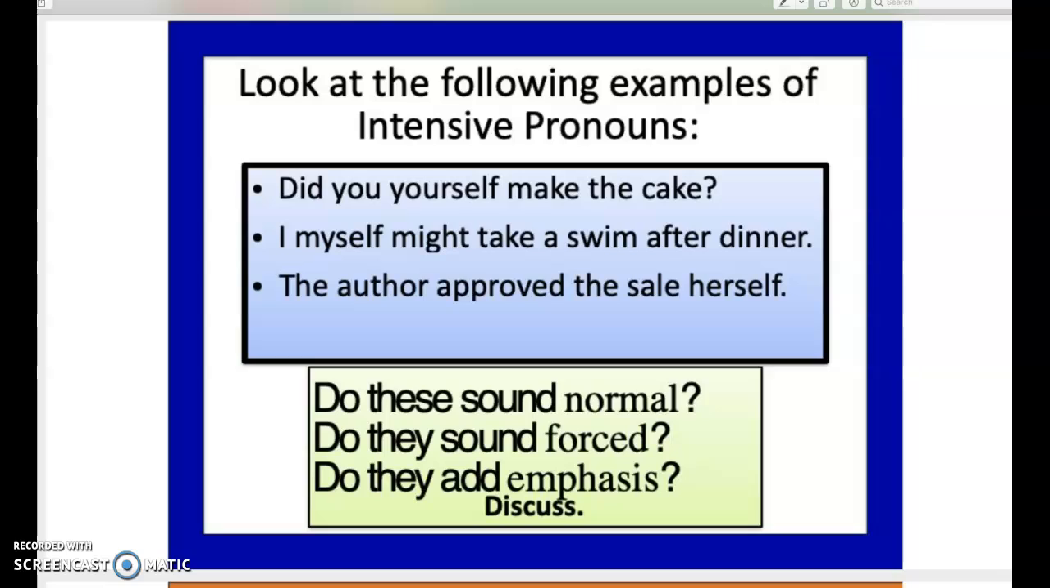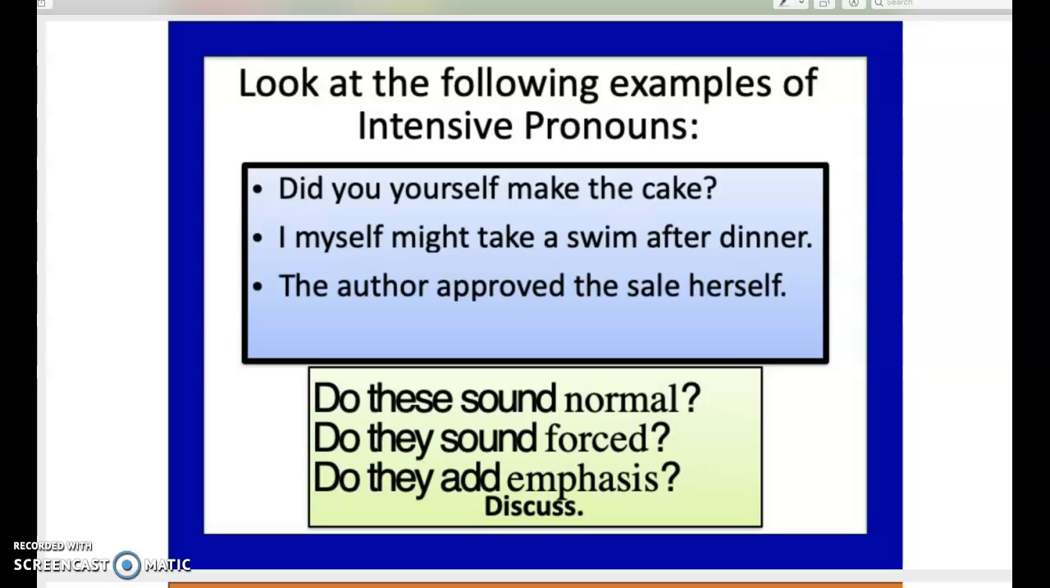The second one, I might take a swim after dinner. I think your sentence says, I blank like to take a stroll by the lake, maybe. Either way, we want to put emphasis on the pronoun I. Myself would be the correct intensive pronoun. Write myself on the line. I myself might take a swim after dinner. Myself is emphasizing I. If we remove myself, it would still make sense.